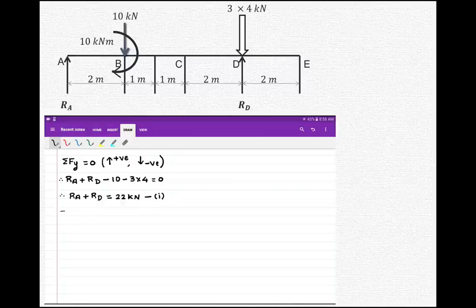We'll apply the second condition of the equilibrium: summation of moments is equal to 0. So clockwise positive and anti-clockwise negative. Now we'll take moment about point A. So taking moments about point A.